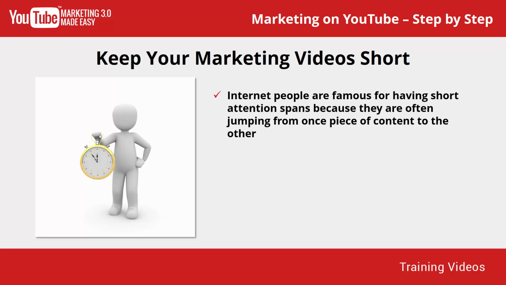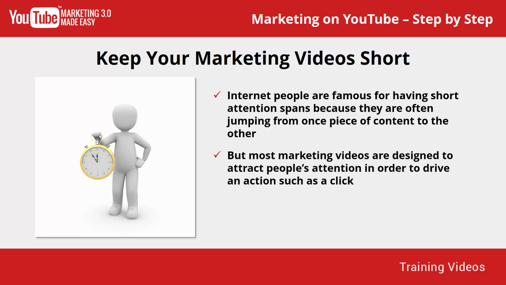Internet people are famous for having short attention spans because they are often jumping from one piece of content to the other. This depends a lot on the type of content, of course, because a how-to video can run for 30 minutes and those interested will watch it through. But most marketing videos are designed to attract people's attention in order to drive an action such as a click, a sign-up, or a purchase, and short videos that get their point across are the most effective when it comes to this.